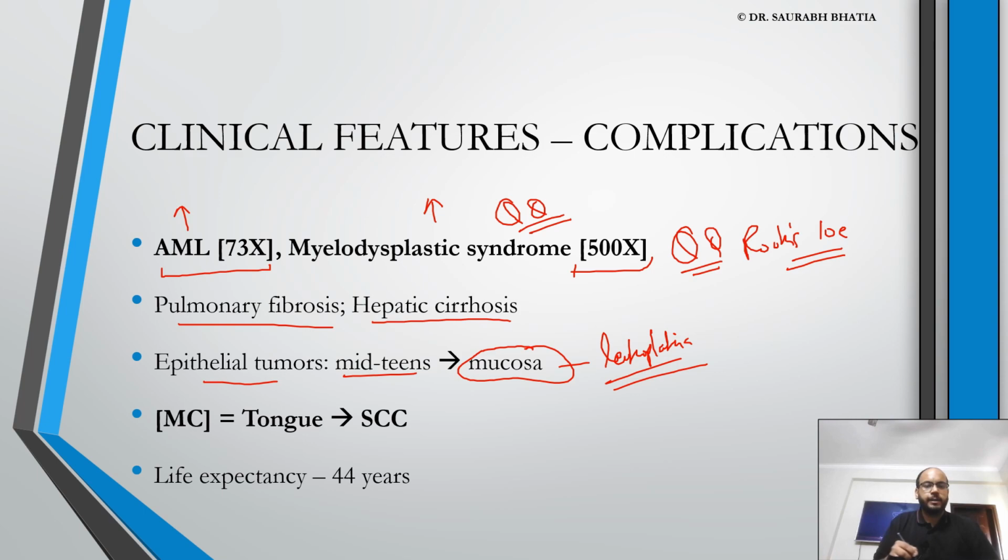It's part of the triad. Most commonly, you will see tongue involvement. We have already seen the clinical photographs in previous slides, in which most of the photographs showed involvement of the tongue. And tongue SCC becomes the most common carcinoma associated. Okay, so most common cause of mortality is bone marrow failure. Most common carcinoma is tongue SCC. The life expectancy in DKC is about 44 years roughly, as far as Rook's 10th edition is concerned.